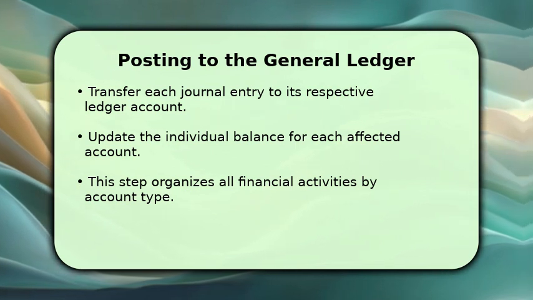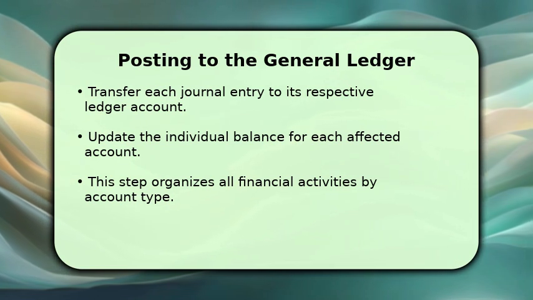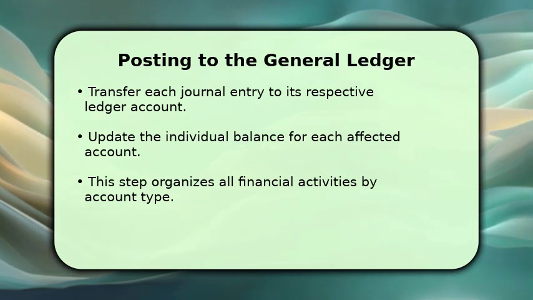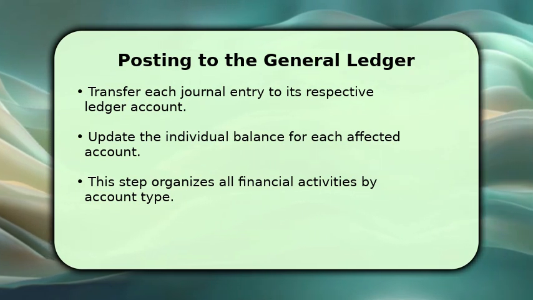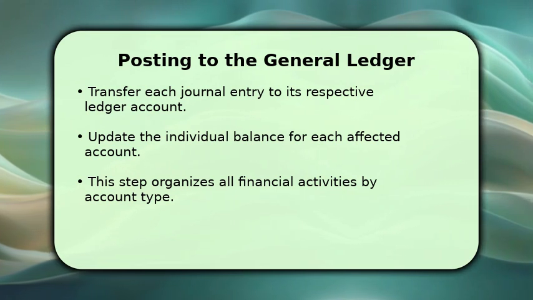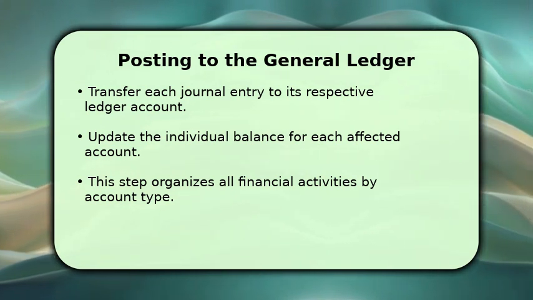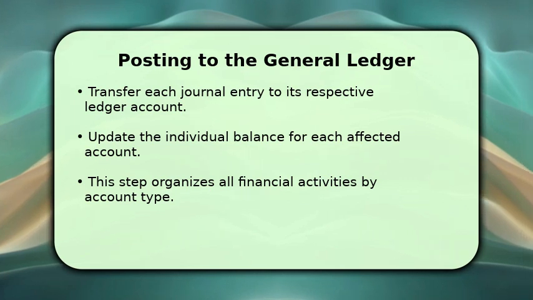This means transferring the debit and credit amounts from your journal to their individual ledger accounts. For example, the $100 debit to cash from our previous example would be recorded in the cash ledger account. This process systematically updates each account's running balance, providing a clear, organized view of all financial movements within your business.